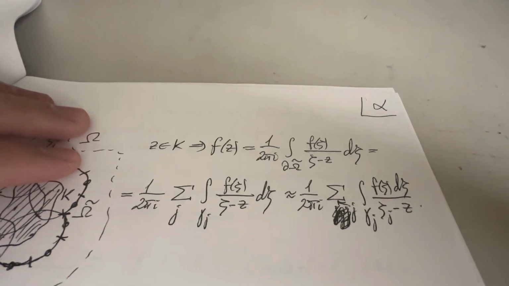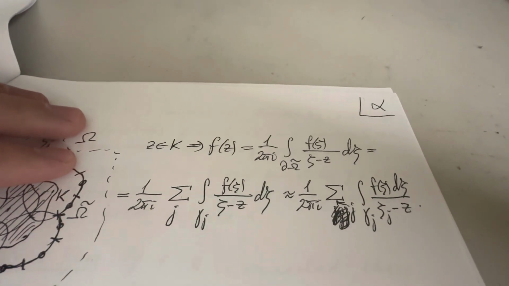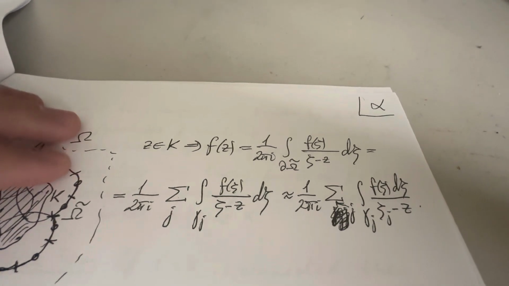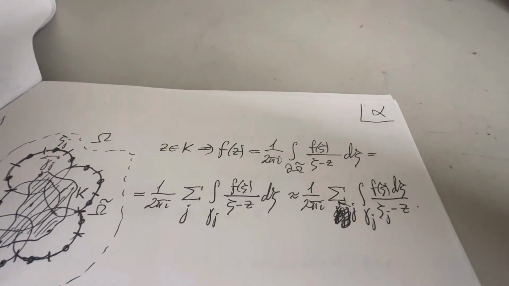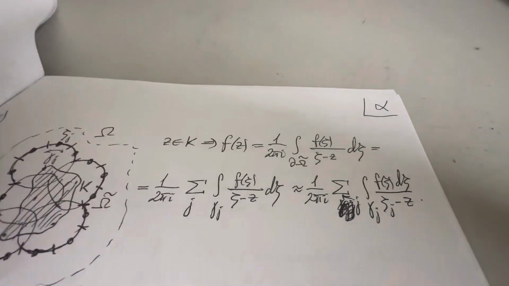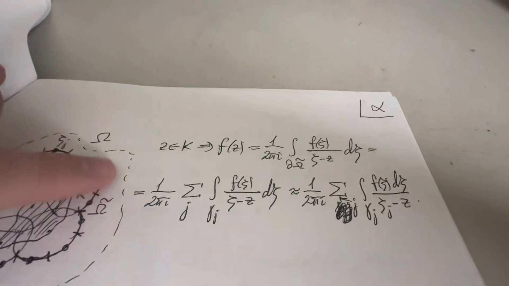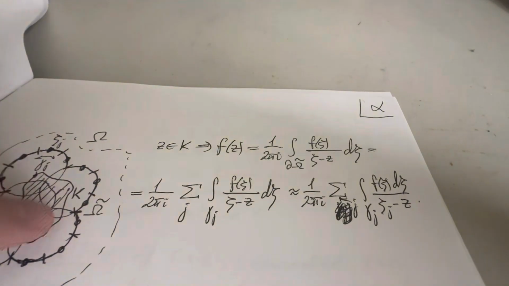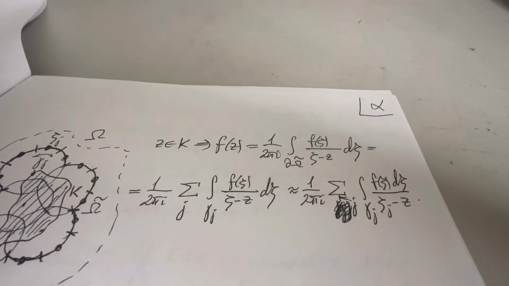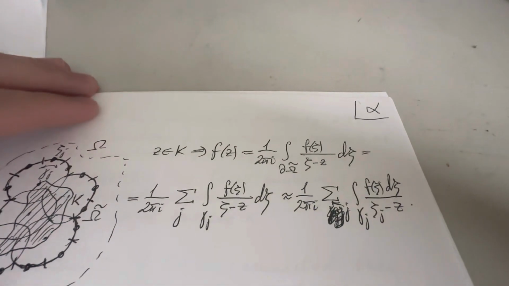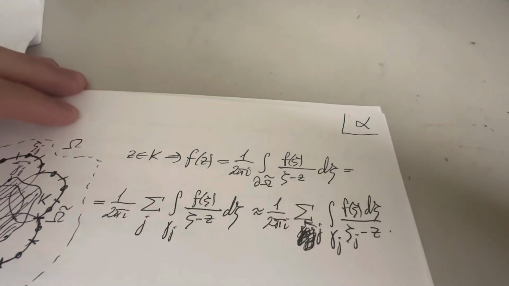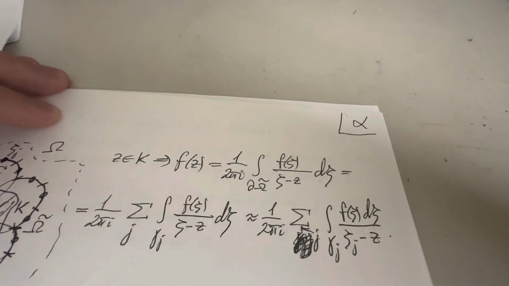And it appears that we can decompose the integral. So it looks like he's called it omega tilde here, but on the first page he called it omega prime. But all he's done here is split up the integral over arcs. And he's named the arcs gamma j. And this is approximately equal to 1 over 2 pi i sum over j.